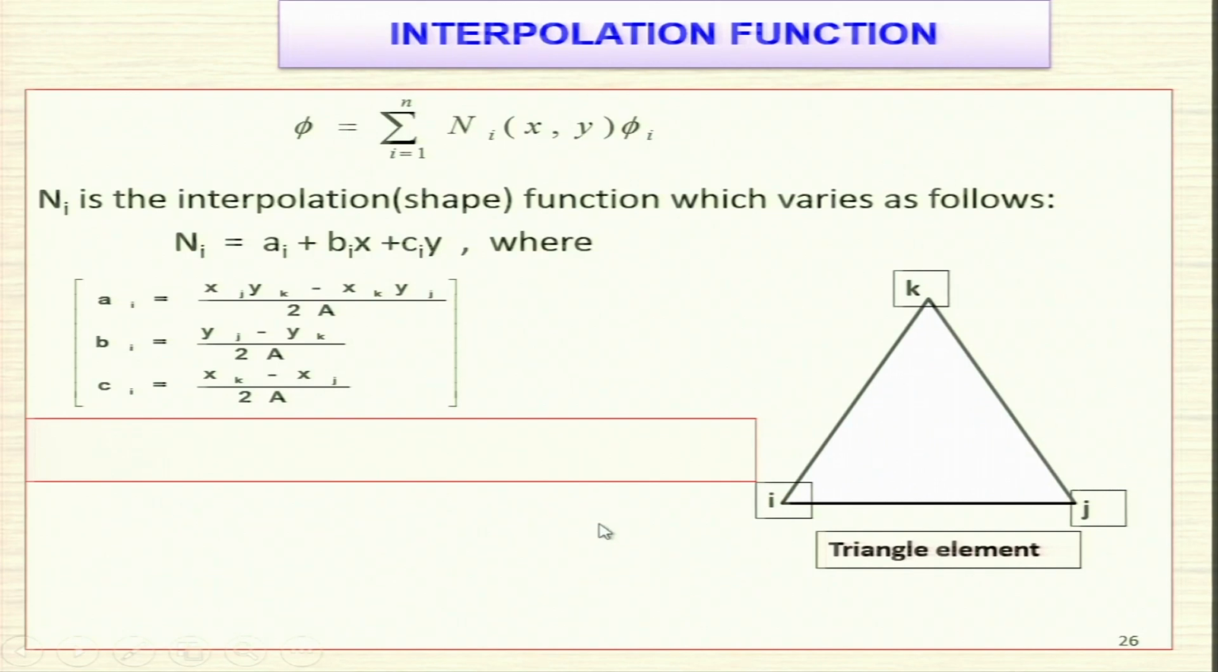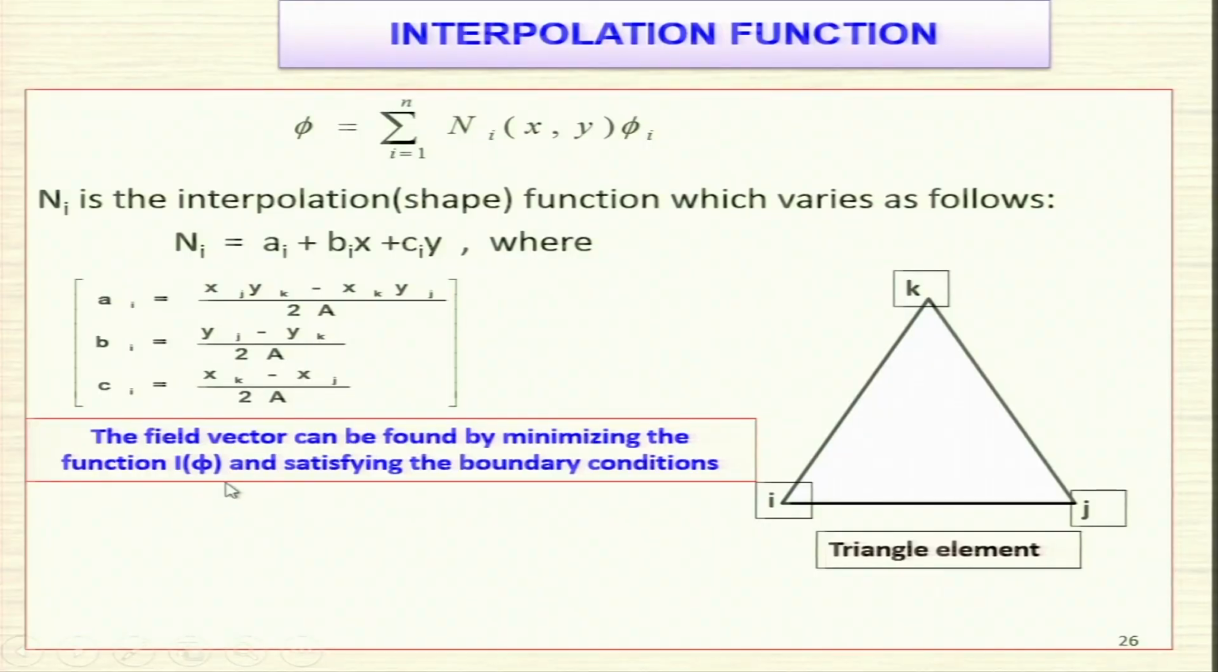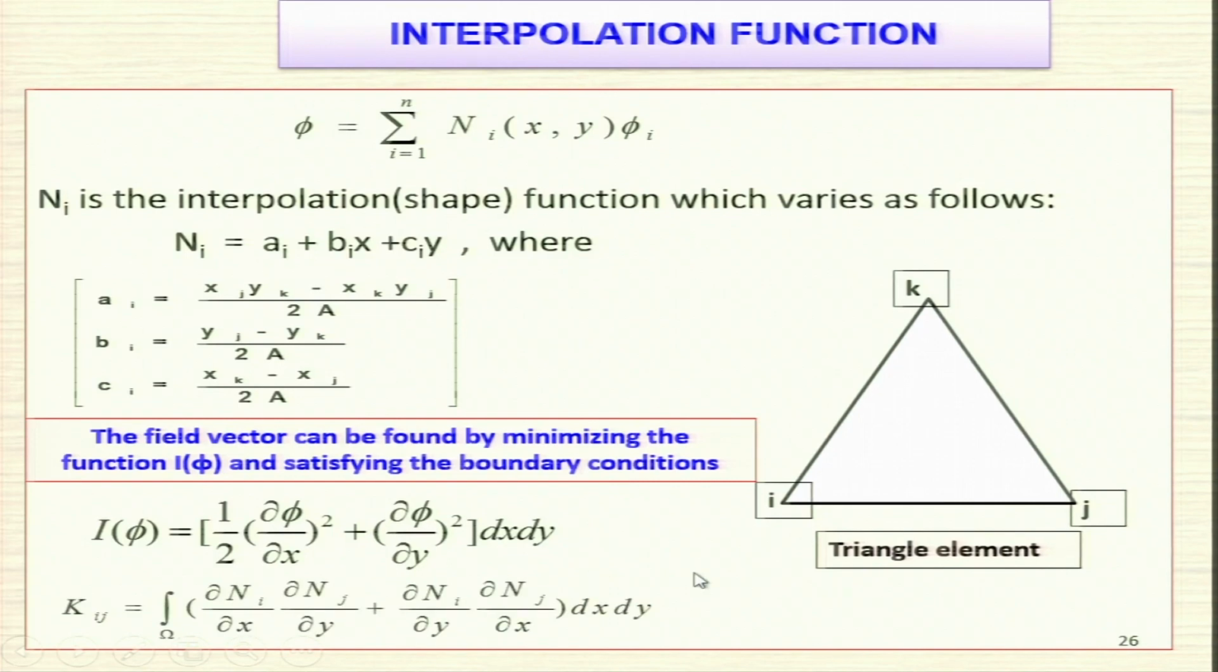This is very important, to assume the appropriate 2D or 3D or 1D element, because the shape and function of the element make a difference in the computed anode shape. The field vector can be found by minimizing the function I(phi) and satisfying the boundary conditions. I(phi) equals 1 by 2 integral of del phi over del x whole square plus del phi over del y whole square dx dy, and kij is the integral of del Ni over del x into del Nj over del y plus del Ni over del y into del Nj over del x dx dy.